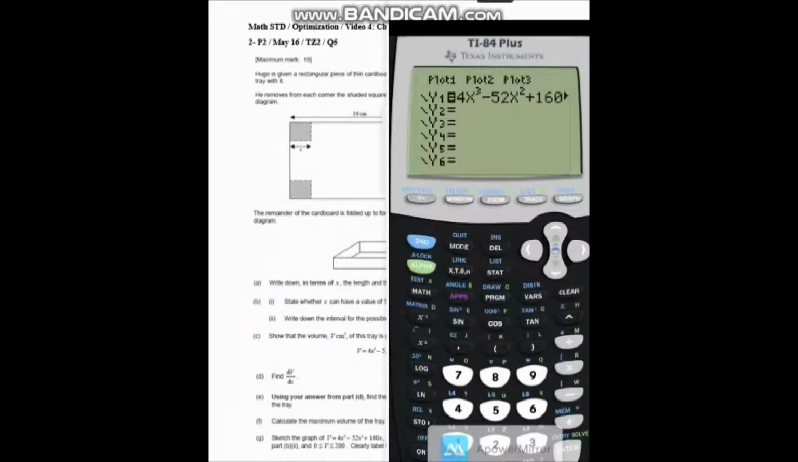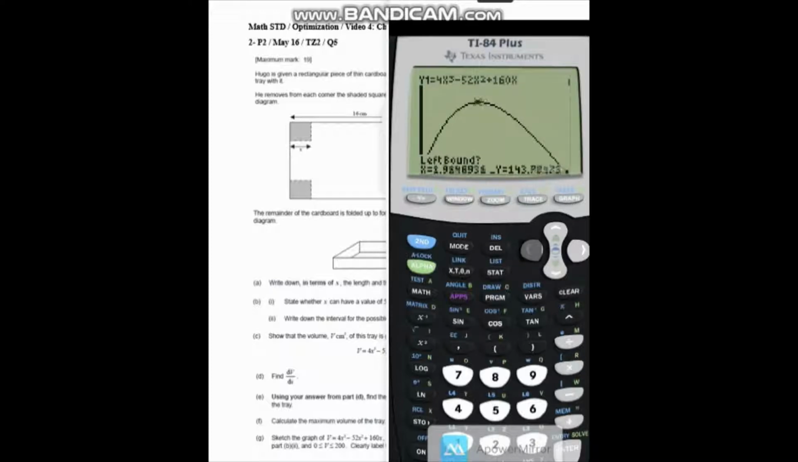So I've written the function down on my GDC, and I've adjusted the x and y values of the window according to the problem statement, and this is what my graph looks like. I'm required to clearly label the maximum point, so let's find that out using the GDC. So second, calculate maximum. You need to provide a left bound and a right bound and a guess.